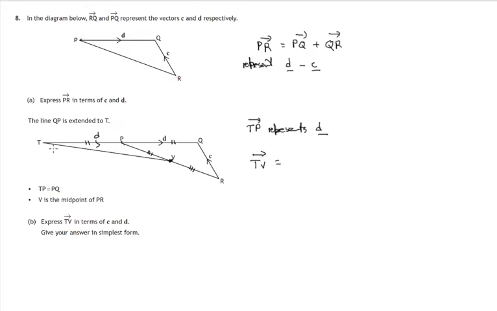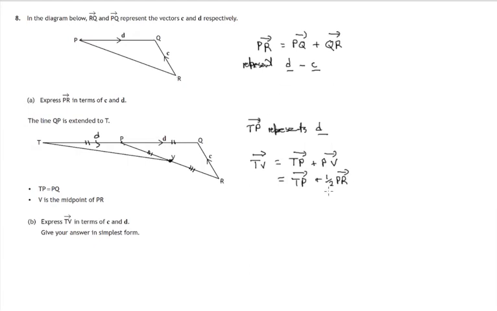So first of all, again, let's not go direct from T to V. Let's take the scenic route. This time it's via the point P. So we'll go from T to P, followed by from P to V. Now, looking at the journey from P to V, we notice that's a half of the full journey from P to R, because V is the midpoint. And that's useful because we found out what the journey from P to R represents in terms of the vectors in part A.